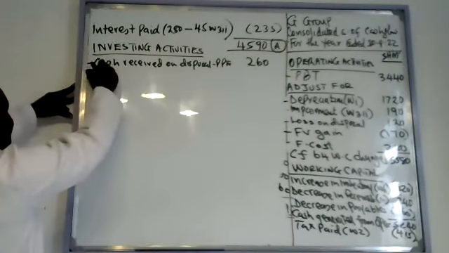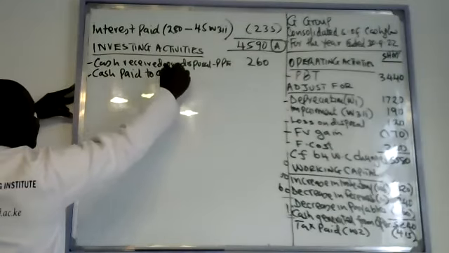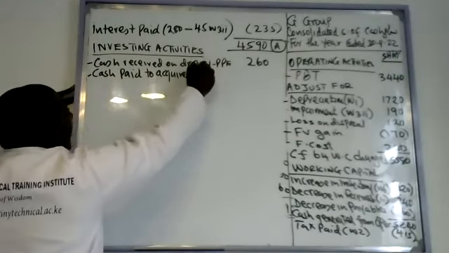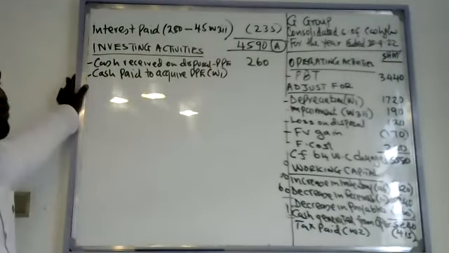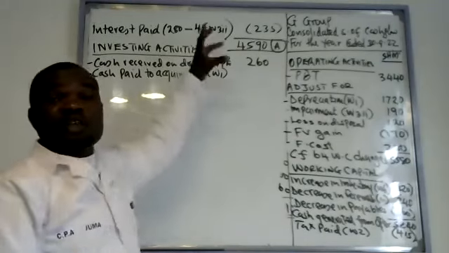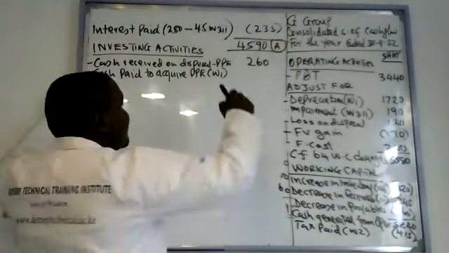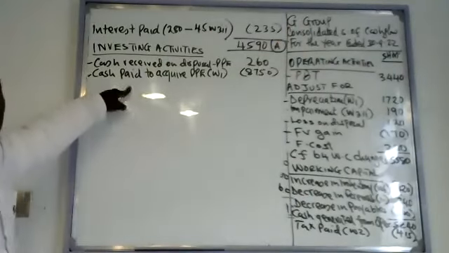Then cash paid to acquire PPE. This was not given, but check working 1. We did it in working 1. We reconciled the PPE account. How much did we pay to acquire PPE? So investing is all about those non-current assets. 8750. That is cash outflow because we paid.